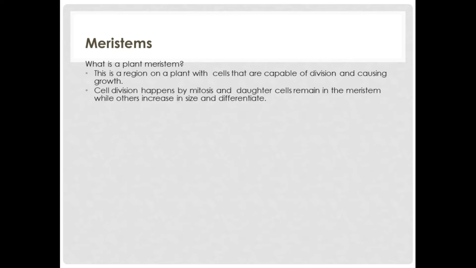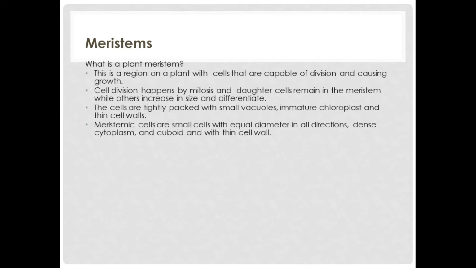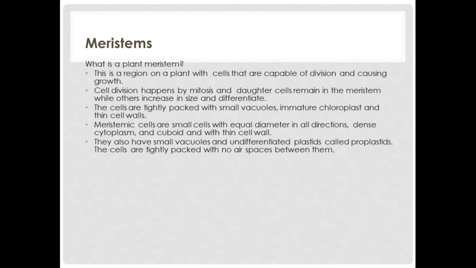Cell division happens by mitosis, and daughter cells remain in the meristem while others increase in size and differentiate. The cells are tightly packed with small vacuoles, immature chloroplasts, and thin cell walls. Meristematic cells are small cells with equal diameter in all directions, dense cytoplasm, and cuboid, with a thin cell wall. They also have small vacuoles and undifferentiated plastids called protoplastids. The cells are tightly packed with no air spaces between them.